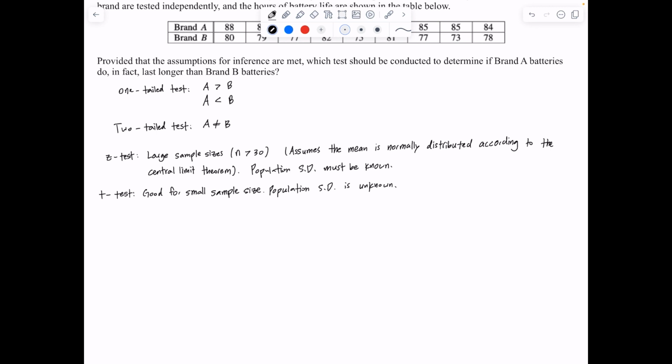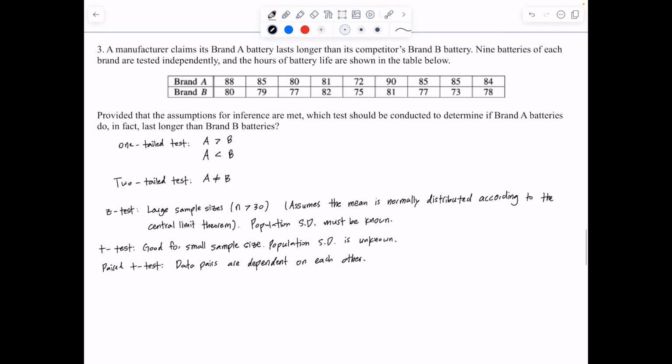Okay. And then we also have the paired t-test. We use this when the data pairs are dependent on each other. Okay, so all right, now that we have written down some of the tests, let's look at the problem.